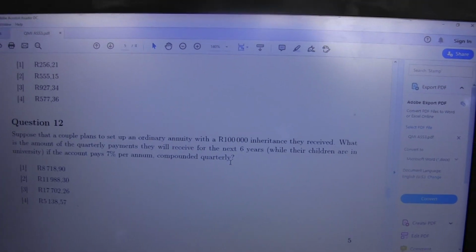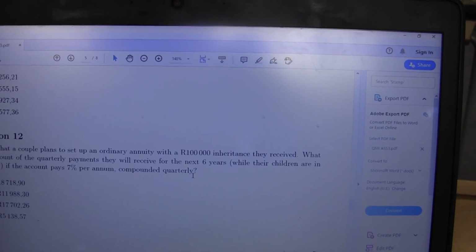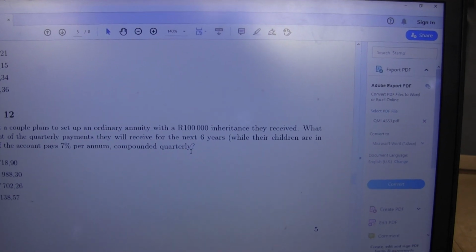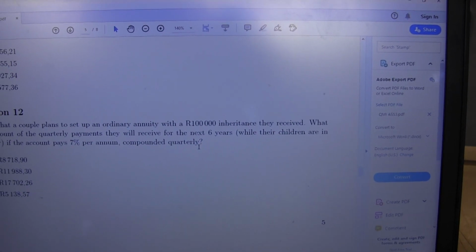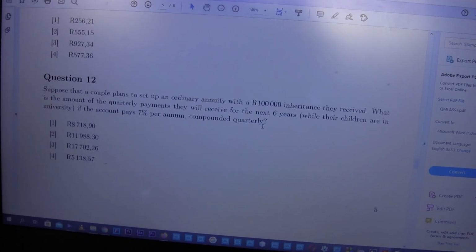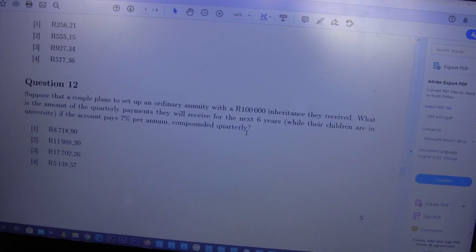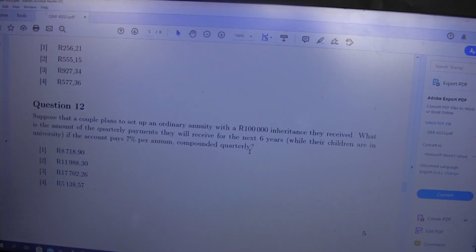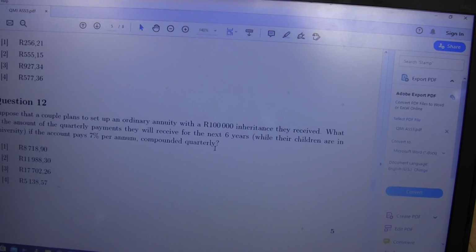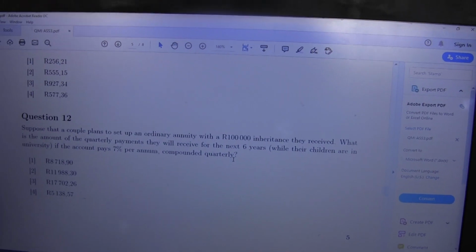Oh my God, inheritance? Okay. So what is the amount of the quarterly payment? You see, they say quarterly payments. If you do regular payments, it means either you have to apply future value or present value. Keep in mind, they either ask for the monthly payment, quarterly payment, or half-annual payment. Like they mentioned, quarter means you have to pay on a regular basis.